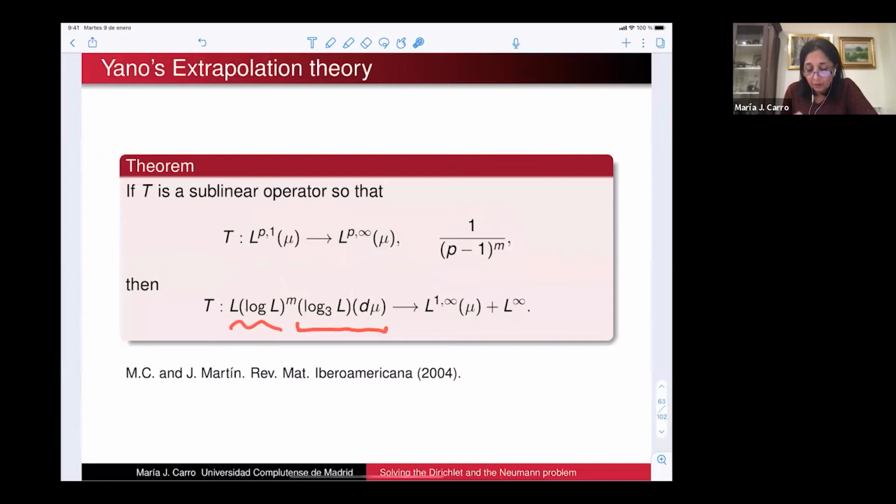Now, the reason why this part appears is because when p goes to 1, the space L^{p,∞} goes to weak L1, and weak L1 is not a Banach space. And that's the reason why we have this log 3, okay?